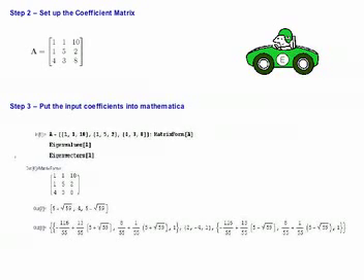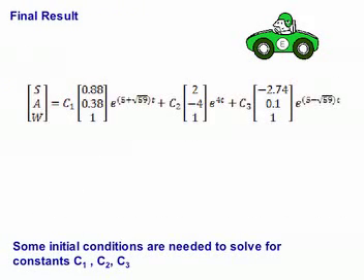Next, we use the help of Mathematica. We plug in all the values into Mathematica, and the output will give us the eigenvalues and eigenvectors as shown. This is our final result. As you can see, there are constants C1, C2, and C3. To solve for these constants, some initial conditions must be given in order for us to find out these values.